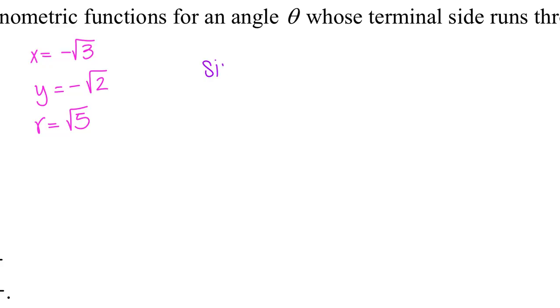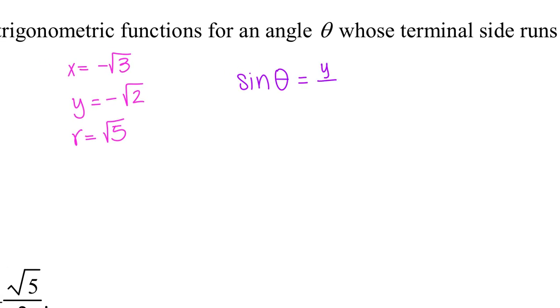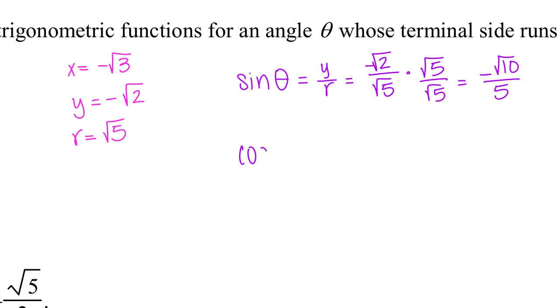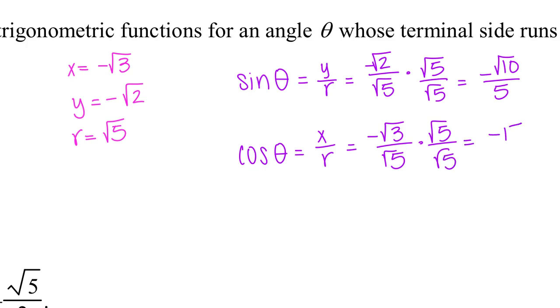You have sine theta. Sine is y over r. So I'm going to have negative square root 2 and the square root of 5. Rationalize it. You're going to end up with negative square root 10 over 5. Going to cosine theta. Cosine is x over r. Negative square root 3 over square root 5. Again, rationalize it. And you're going to end up with negative square root 15 over 5.